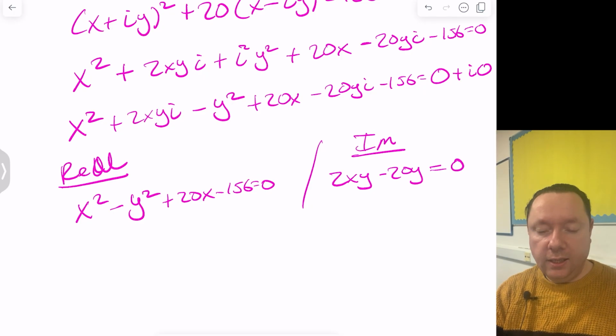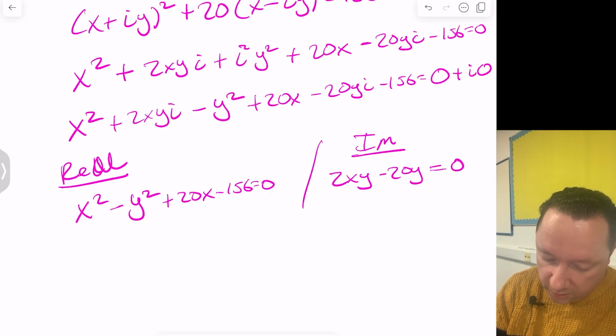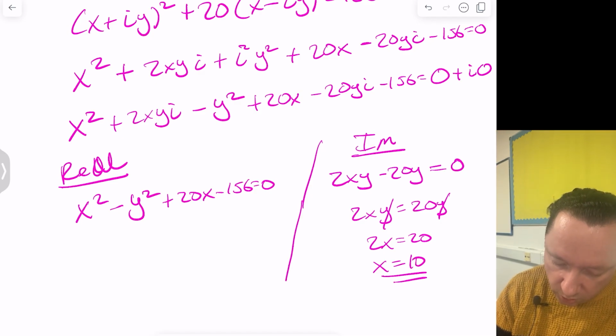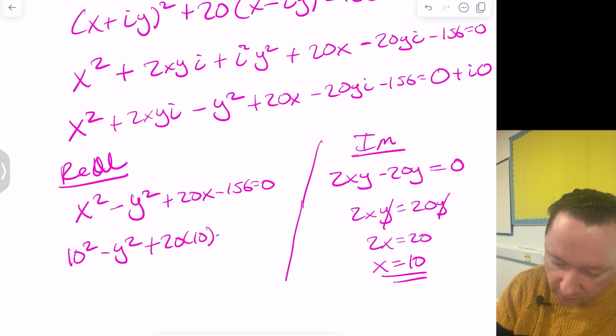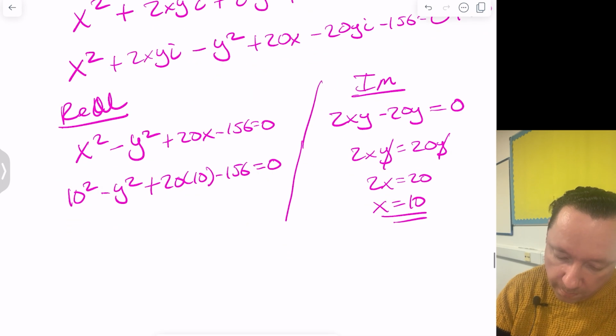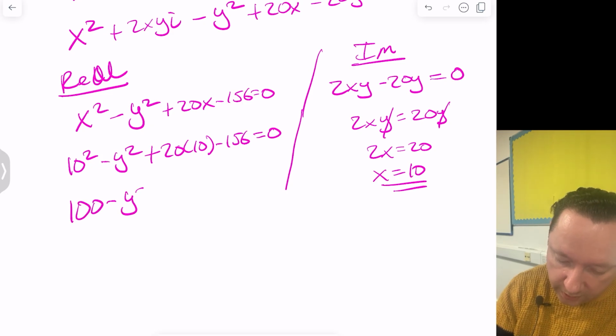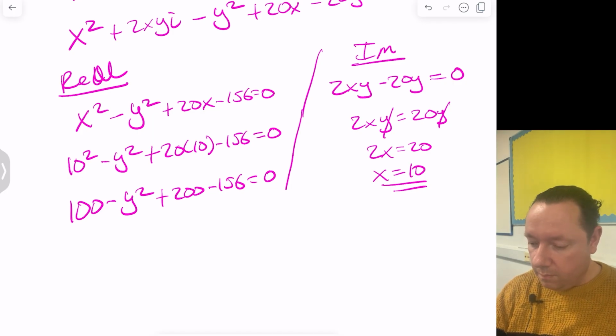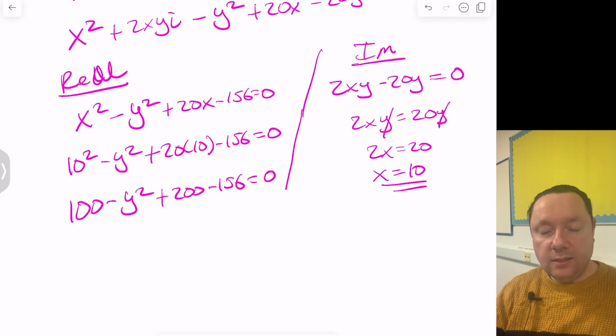So we can just solve them simultaneously. Looking at the imaginary part, because that's a simple one to solve, 2xy equals 20y, so the y's cancel, 2x equals 20, we've got x is 10 straight away. We know x is now 10, so we can do 10 squared minus y squared plus 20 times 10 minus 156 equals 0. 100 minus y squared plus 200 minus 156 equals 0. So that's 300 minus 100 is 200 minus 56 is 144.